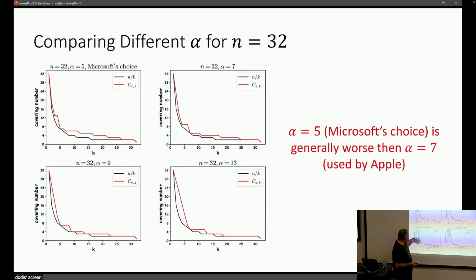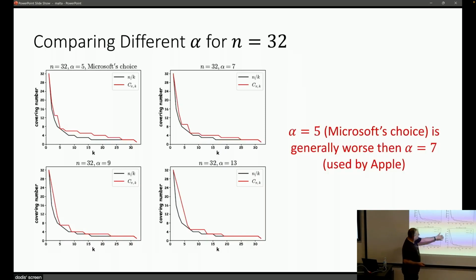So here are some pictures. The details are not important. Black is a lower bound. The lower the better, it's how fast you condense. Red is what we achieve for various numbers. So this is Microsoft's choice, 32 and 5. The red is pretty close to the lower bound. This is Apple's choice, 7, also relatively good.